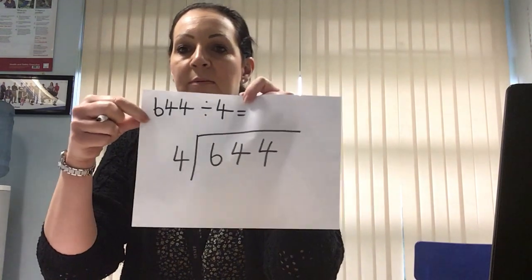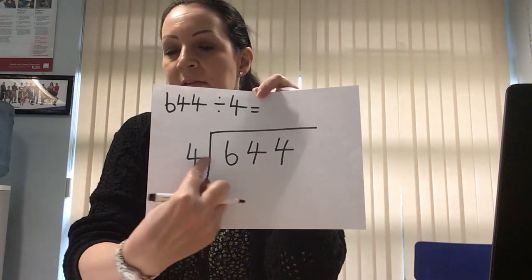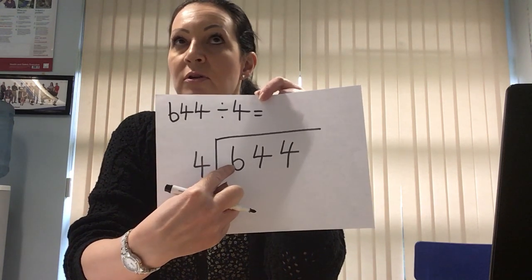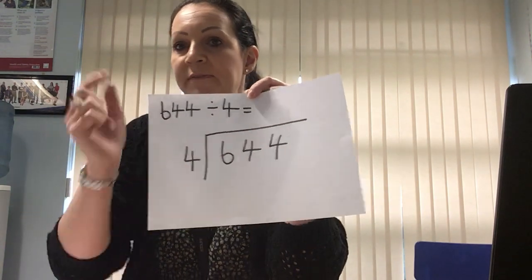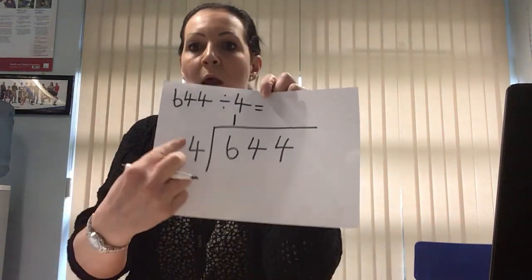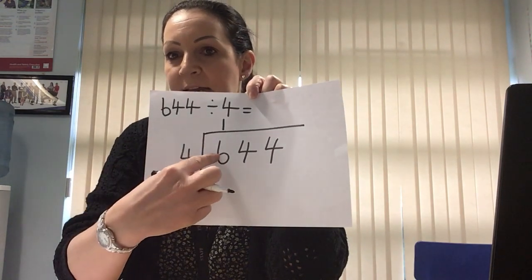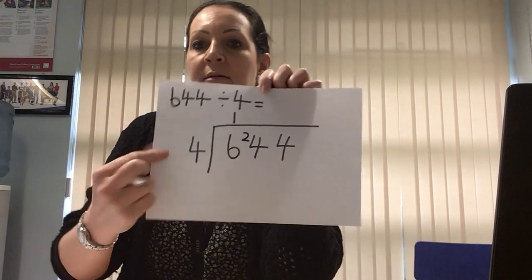644 divided by 4. There's the bus stop, that's what it would look like. Okay. Remember that process? Look at the first number. How many 4s go into 6? 2 4s are 8. 1 lot of 4 is 4. We've got enough for 1 lot of 4. 1 times 4 is 4. We had 6, which means we have got 2 left over. 4, 5, 6. Okay, that goes with that.